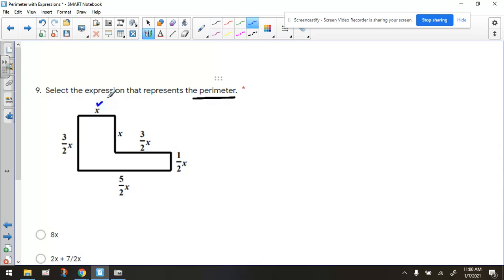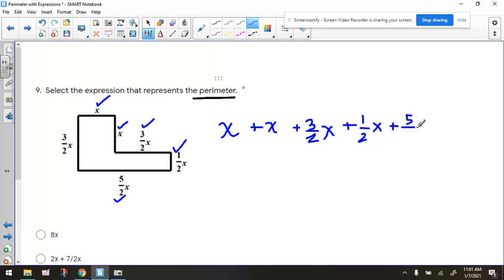So let's keep track of everything that we're writing. We have x is one of the sides, so let's write that first, x. And then we have another side that's x plus x. Then we have a side that's 3/2 x. Then we have half x. Then we have 5/2 x. And then finally we have 3/2 x.